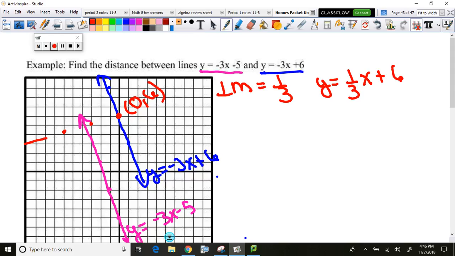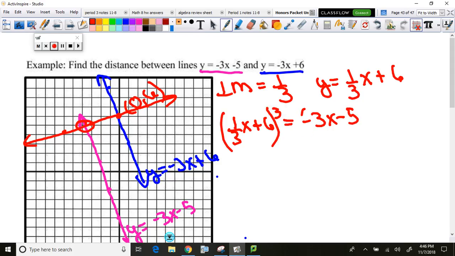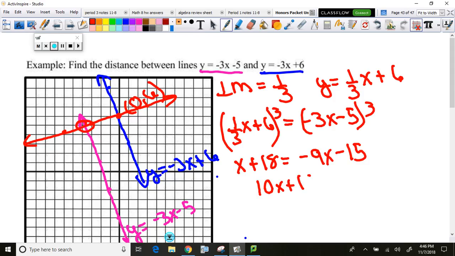So that gives me this red line. And I'm looking for where they cross, that point of intersection. So to find that point of intersection, I'm going to set them equal to each other. So it's 1/3 x plus 6 is equal to the pink line, which is -3x minus 5. I don't like to deal with the fractions, so I'm going to multiply everything by 3. And that gives me x plus 18 equals -9x minus 15. So that's 10x plus 18 equals negative 15, 10x equals negative 33, x equals negative 3.3.